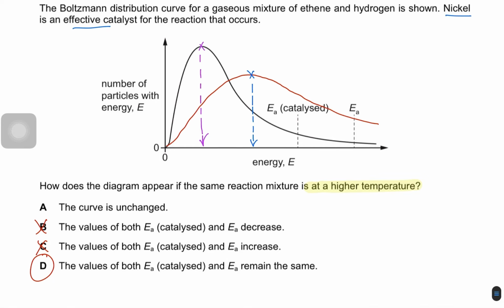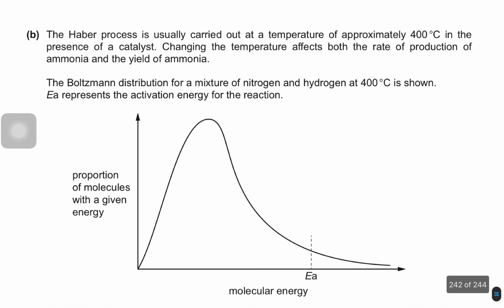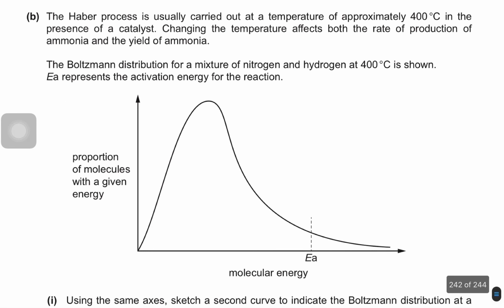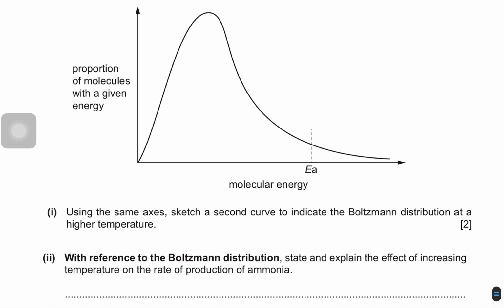The curve changes. The Haber process is usually carried out at a temperature of approximately 400 degrees in the presence of a catalyst. Changing the temperature affects both the rate of production of ammonia and the yield of ammonia. The Boltzmann distribution for a mixture is shown here. Let's just jump to the question.